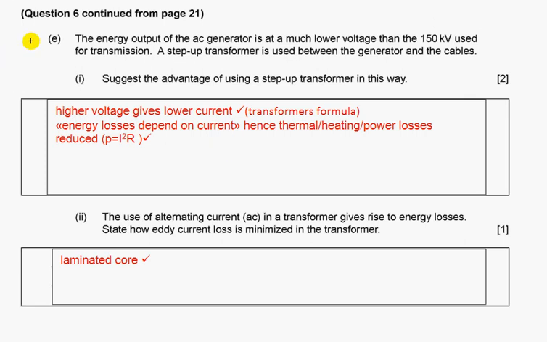Question 6 continues. The energy output of the AC generator is at much lower voltage than the 150 kW used for transmission. A step-up transformer is used between the generator and the cable. Suggest the advantage of using a step-up transformer. Higher voltage gives lower current. Transformer formula. Energy losses will be decreased as a result.